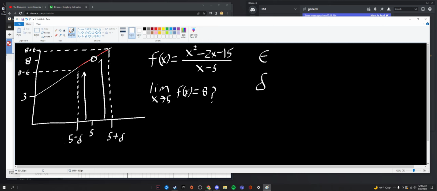Essentially, I have to be able to define delta in some way that whenever I take an x value in, let me highlight this portion in blue, in between 5 minus delta to 5 plus delta, I have to produce some x value that when plugged into our original function will produce some output value that falls between the red part here, which is in between the intervals of 8 minus epsilon to 8 plus epsilon.